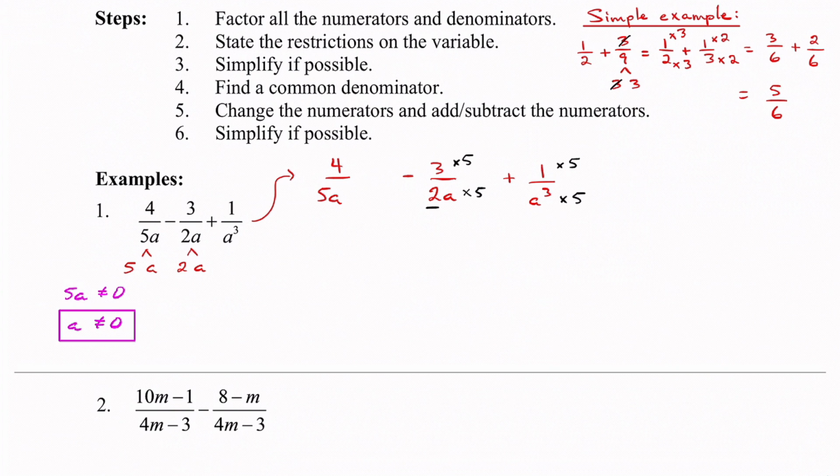This one's got a 2 and the other ones don't have 2's. So I'm going to have to multiply this by a 2, multiply that by a 2. This one also doesn't have a 2, so I'll have to multiply that by a 2.